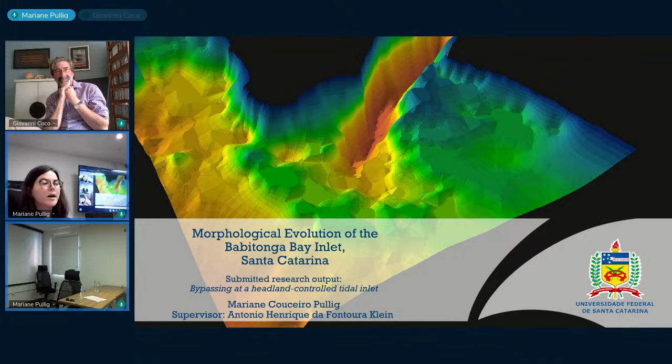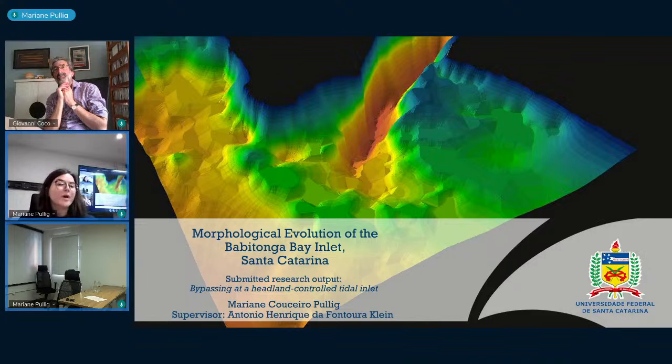Okay, thank you for the question. Babitonga Bay is a very urbanized bay. So I believe those changes in the level of the sea, the sea level rise, would enhance the accommodation space of the bay, but it would not enhance the width of the bay, so the environment could not expand laterally. Because of the urbanization, it would constrain this sea level rise, and then it would enhance just in one dimension, just in one direction, like up and not laterally.